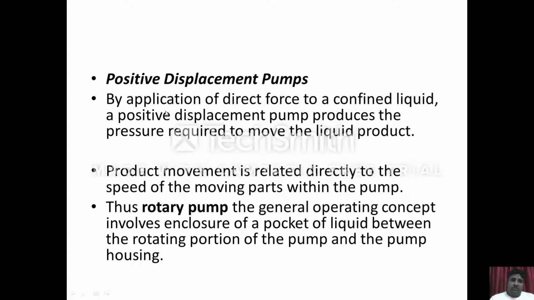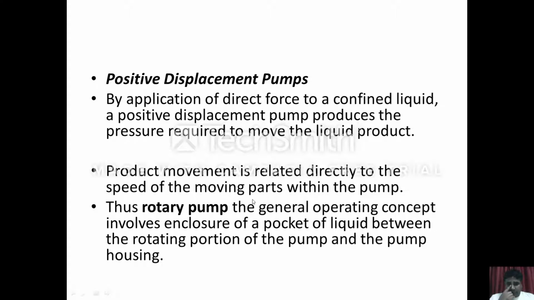The main difference between the positive displacement pump and the centrifugal pump is that in a positive displacement pump we apply direct force on a confined liquid, and a positive displacement pump produces the pressure required to move the liquid product. The product movement is related directly to the speed of the moving part within the pump, and it is of two types generally: either a rotary pump or a reciprocating pump.